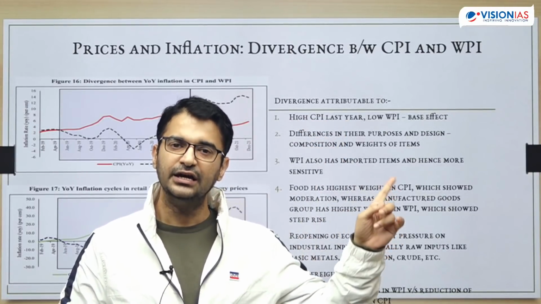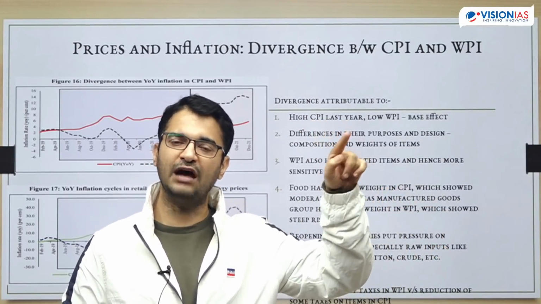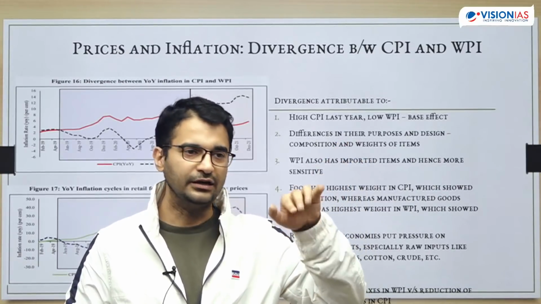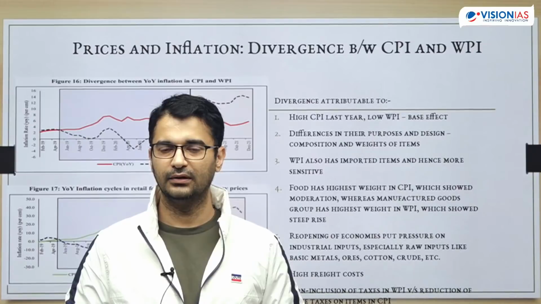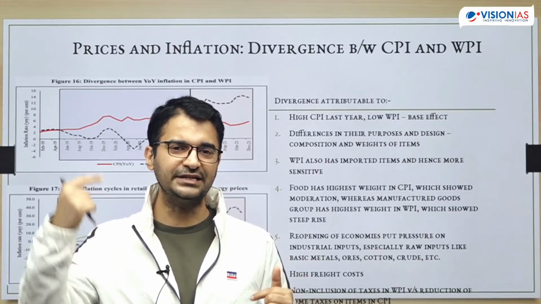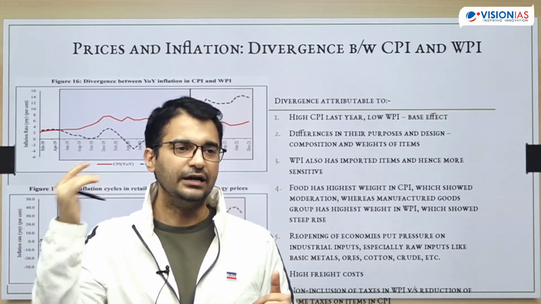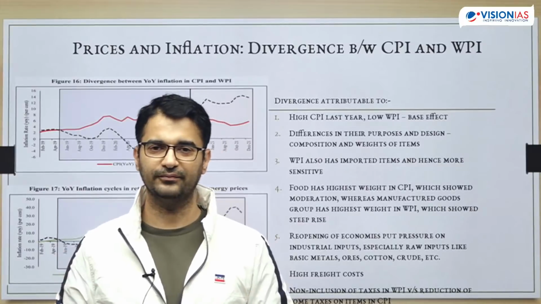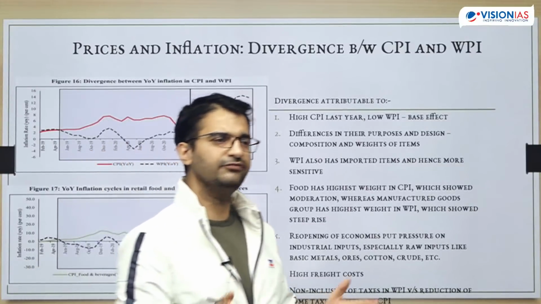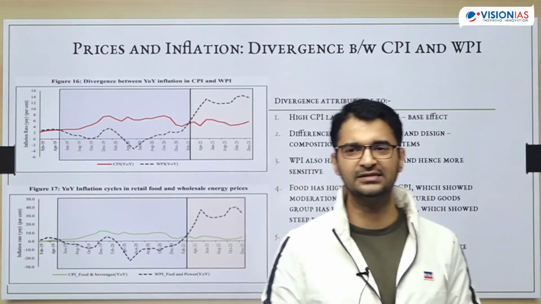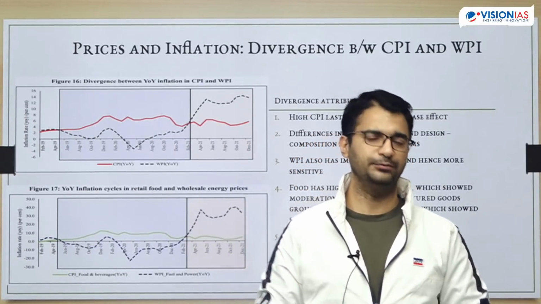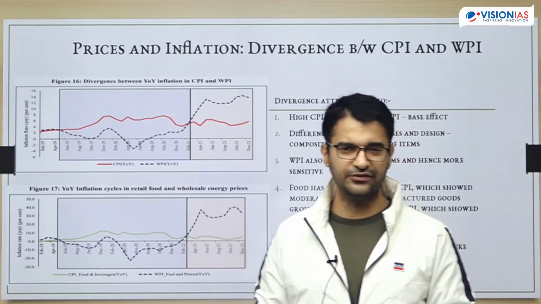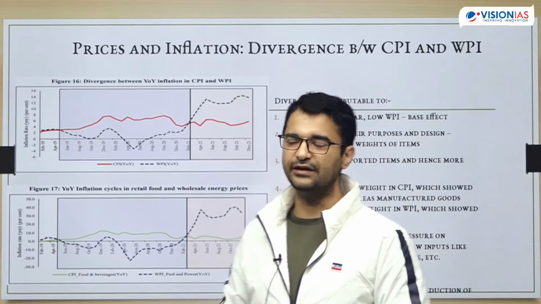As we have seen, if prices of food items have cooled down this year, naturally CPI would be less. If prices of manufactured items have gone up this year, naturally WPI would be high. Therefore, the first reason for divergence in CPI and WPI is the purpose and the composition according to that purpose. Composition is different, therefore naturally there is going to be a difference.